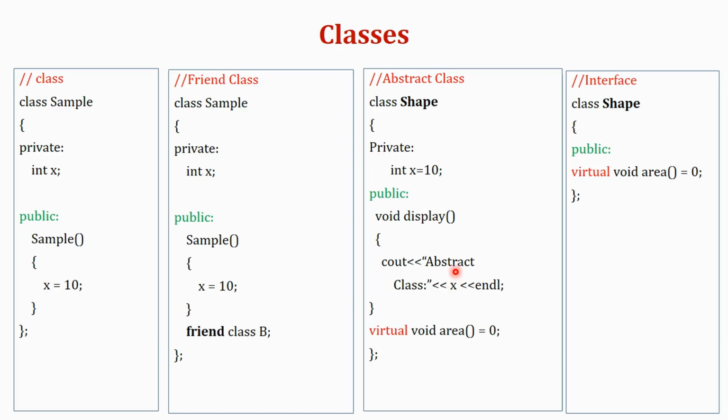Then how does the interface differ from the abstract class? If the class has only pure virtual functions, the class becomes an interface. So what is the difference between an abstract class and an interface? An abstract class allows data members, normal function implementations, and at least one pure virtual function. But the interface allows only pure virtual functions. It does not allow any data members. It does not allow any normal function definitions.